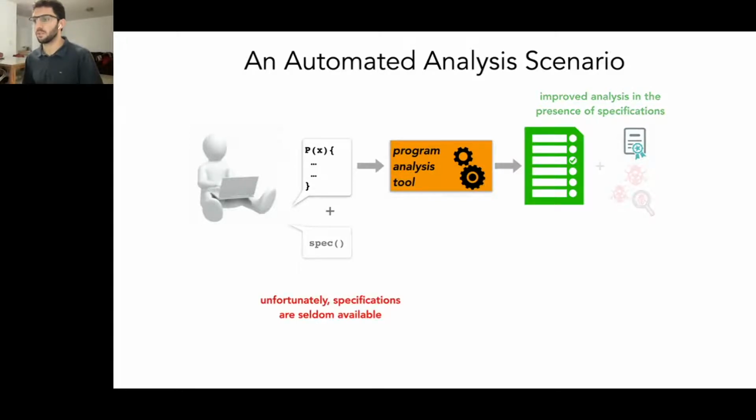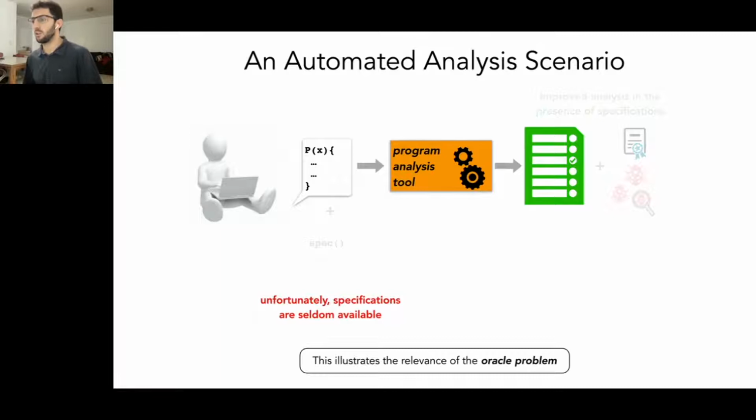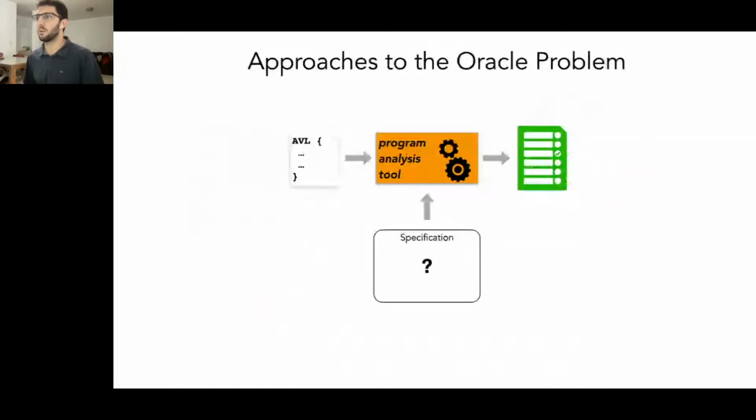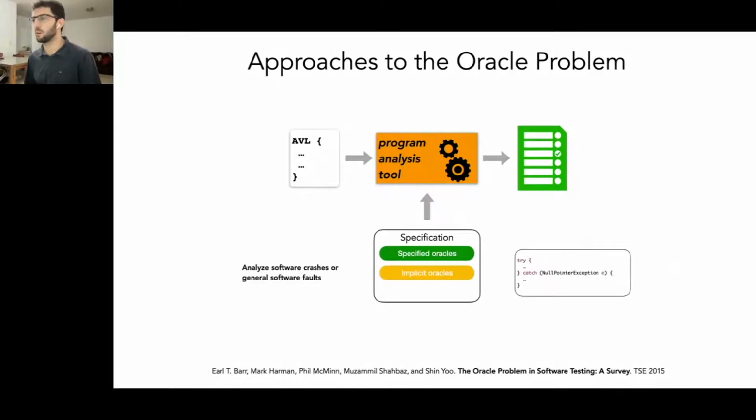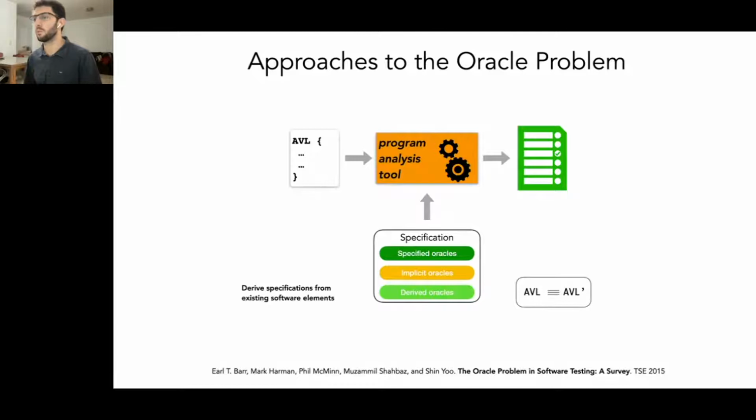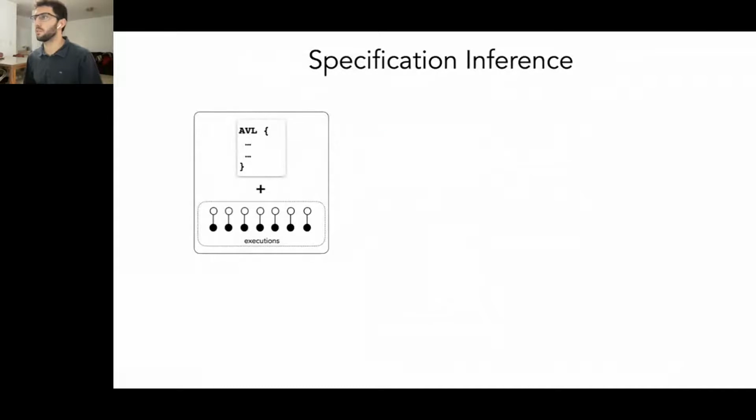But unfortunately, specifications are seldom available, and this situation illustrates the relevance of the Oracle problem, which is the challenge of distinguishing between correct and incorrect software behavior. There are many approaches that one may take to the Oracle problem. One is to try to manually specify the expected behavior using some formalism. Another is to try to analyze the software in order to reveal general software faults, such as unexpected exceptions. And another approach is to try to derive specifications from existing software elements, such as a previous version of the system. Our approach focuses on this last method and on a particular instance of specification inference.